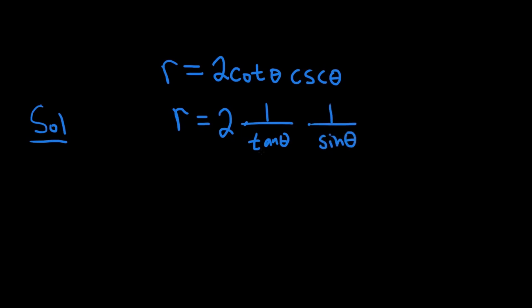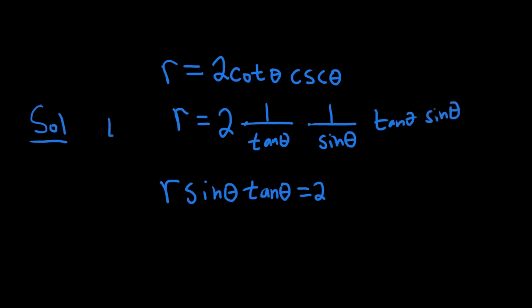Okay, and so maybe now a good next step would be to clear these fractions. So we can multiply both sides by sine and by tangent. When we do that, on the left-hand side, we'll get r sine theta tangent theta. On the right-hand side, we'll just get 2. Again, just multiplying here by tangent and sine, and doing the same thing over here. You see these cancel, good stuff.